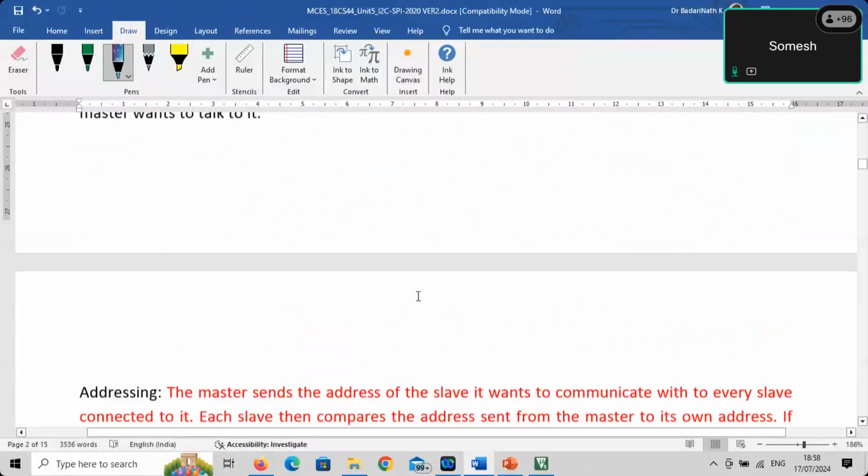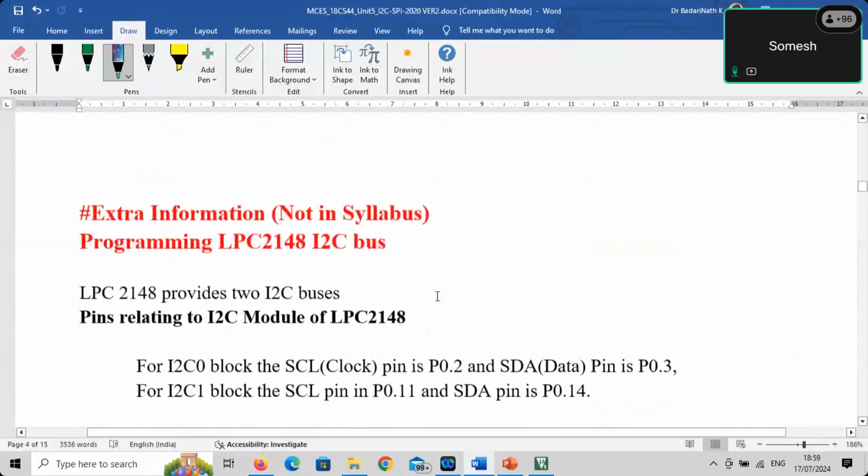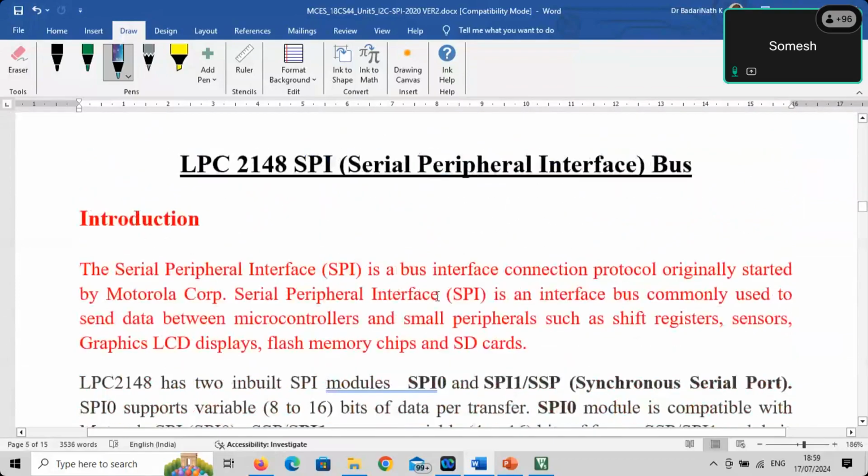Now we'll go to the SPI. So how does the SPI work? SPI is another synchronous serial protocol supported by the LPC2148. The LPC2148 provides two I2C ports and two SPI ports. SPI is a protocol proposed by the Motorola Corporation. I2C means Philips, SPI means Motorola. SPI protocols are used whenever large data transfer has to happen at a higher frequency than I2C, and the peripheral is located on the board. It's an intra-board communication, so SPI is used.